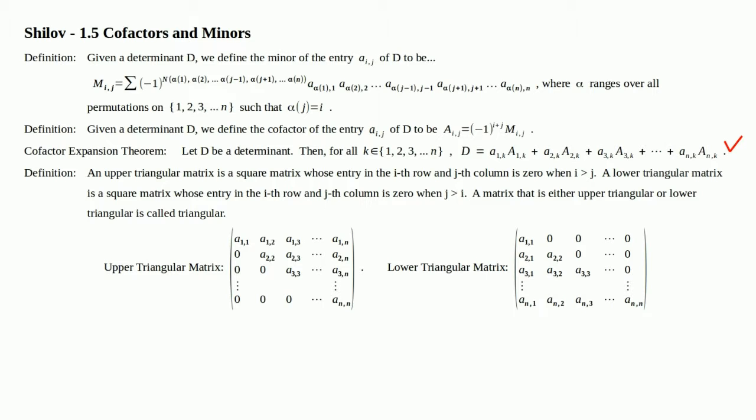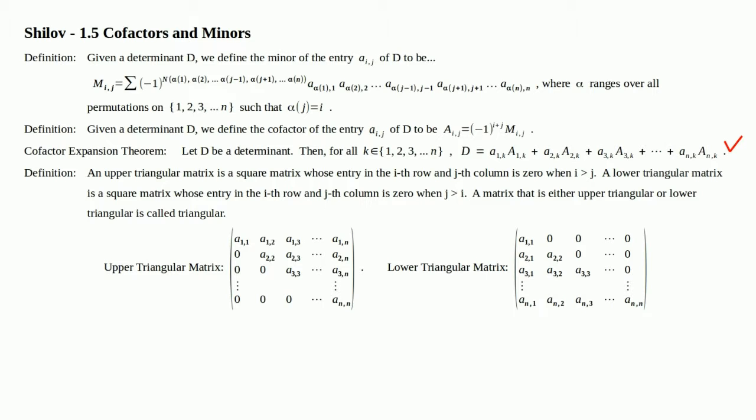So in one case, i is bigger than j, the rows are bigger than the columns. In the other case, the columns are bigger than the rows. A matrix that is either upper triangular or lower triangular is called triangular. So if it's one or the other, we can just call it triangular. Here's what an upper triangular looks like, and here's what a lower triangular looks like.